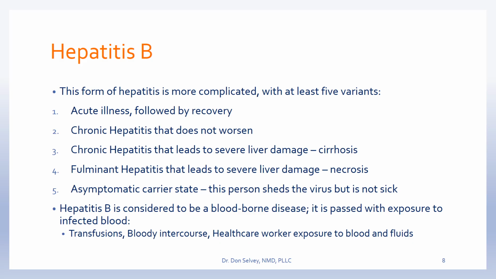Hepatitis B is a more complicated version of the hepatitis. There are at least 5 possible variations of this. So the first one is that a person becomes acutely ill followed by a complete recovery. That's ideal. If you have to have it at all, this is good. The second one is that it develops into a chronic hepatitis, but it does not seem to progress. Third possibility is that it will develop chronic hepatitis, and that's going to cause severe liver damage that we call cirrhosis.